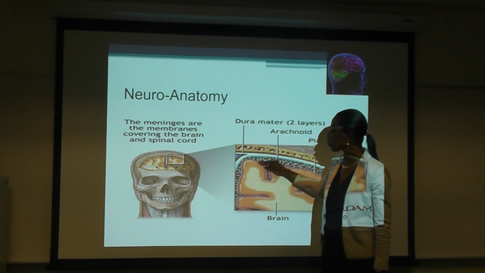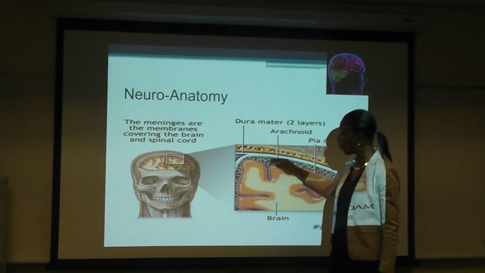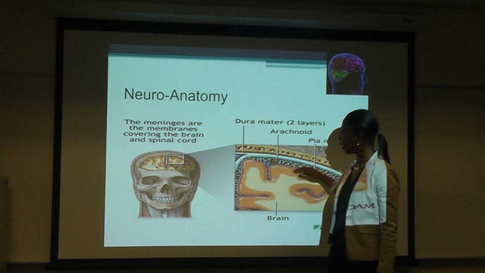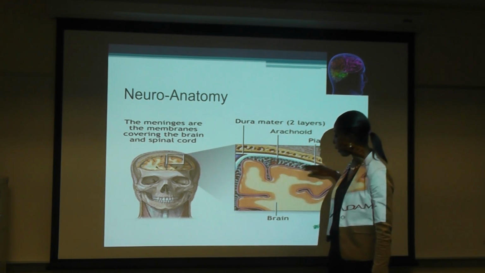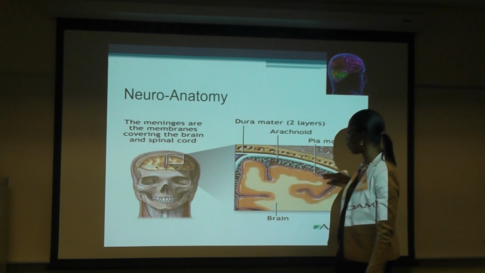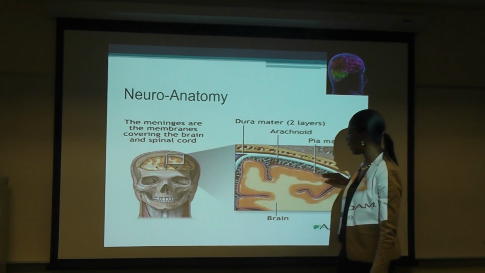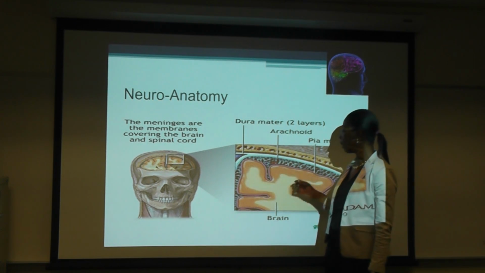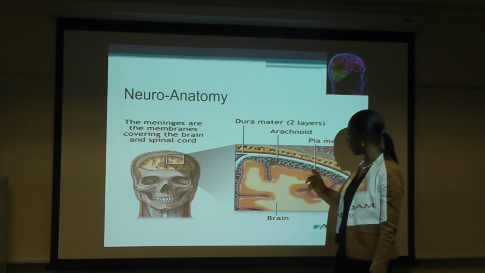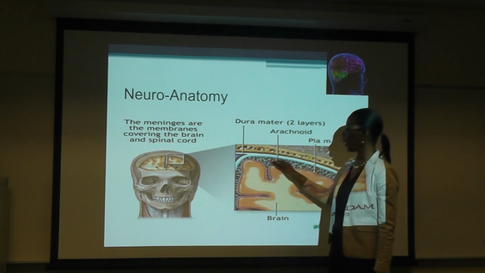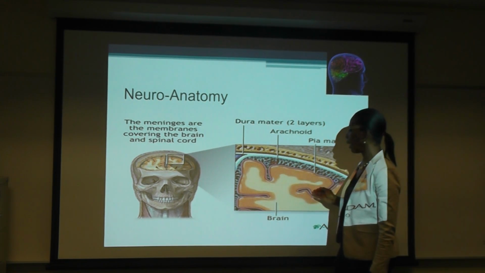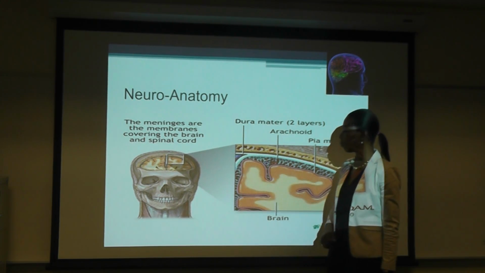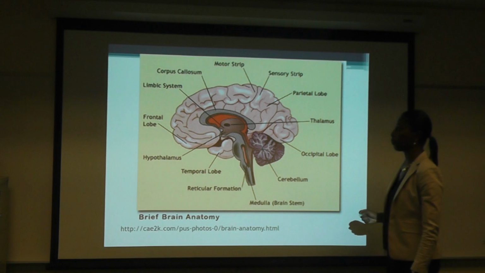Then below the dura, we have the arachnoid layer, and then below the arachnoid layer is the subarachnoid space. We have some vessels in there, and again, it looks like a spider web-like layer, and this is where we have your subarachnoid hemorrhages. And then we have the pia mater, which doesn't have any space below it because it's tightly adhered to the brain. Okay.